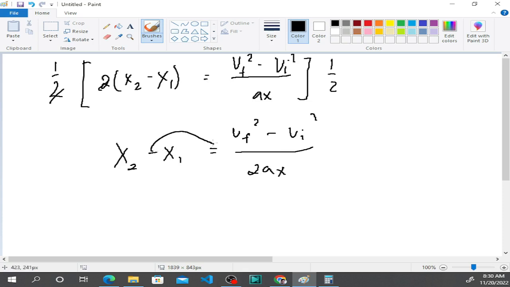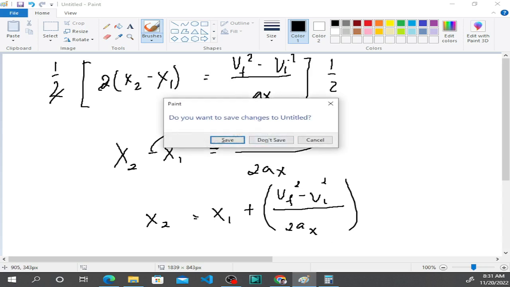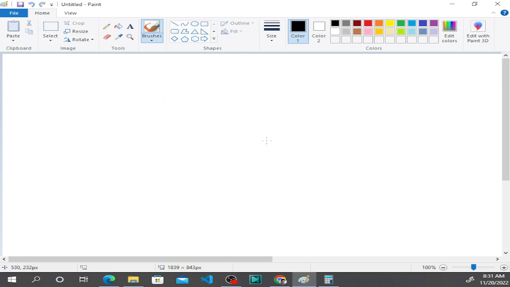And then you just have to add this to the other side, so you have x₂, the final position, is equivalent to x₁ plus, that's a fraction, (v_f² − v_i²) all over 2a_x. So that's another equation. You can include it in the equations that we have derived.